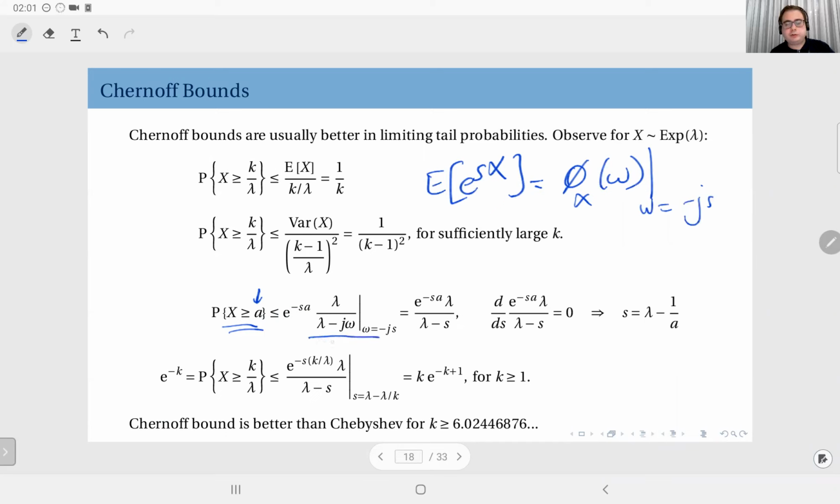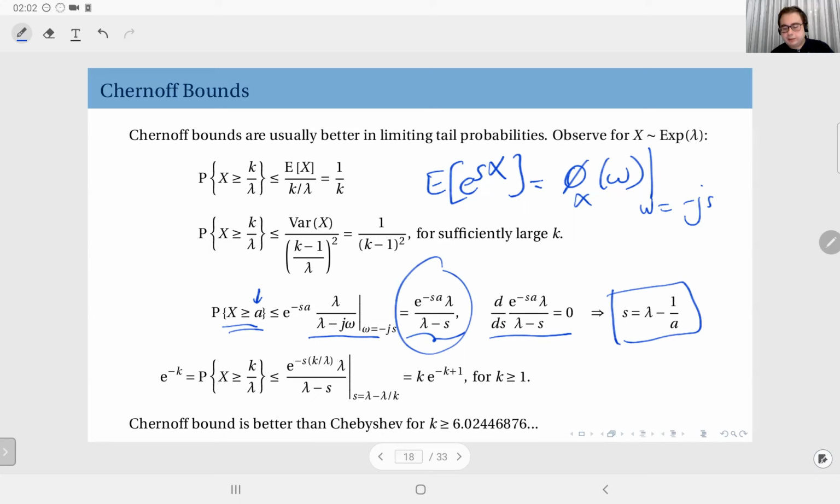This is the characteristic function of the exponential distribution. If you just look at the notes from last week, therefore just plug in minus js instead of omega, you get this expression, e to the power minus sa lambda divided by lambda minus s. To optimize the Chernoff bound, I differentiate this expression with respect to s, equate it to 0 and solve for s, and then I get s equals lambda minus 1 over a. So this is the value of s that makes my Chernoff bound the tightest.